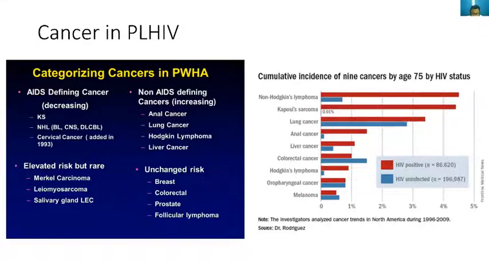And in terms of the cumulative incidence of cancer by HIV status, we did mention that, yes, the rate of non-AIDS-defining cancer is rising, but if you look at the 2 highest cancer types among persons with HIV in the red bars, it's still non-Hodgkin lymphoma and Kaposi sarcoma by a fairly wide margin. Lung cancer comes after that, then anal cancer, then liver cancer and colorectal cancer, and then the other cancers lower down.